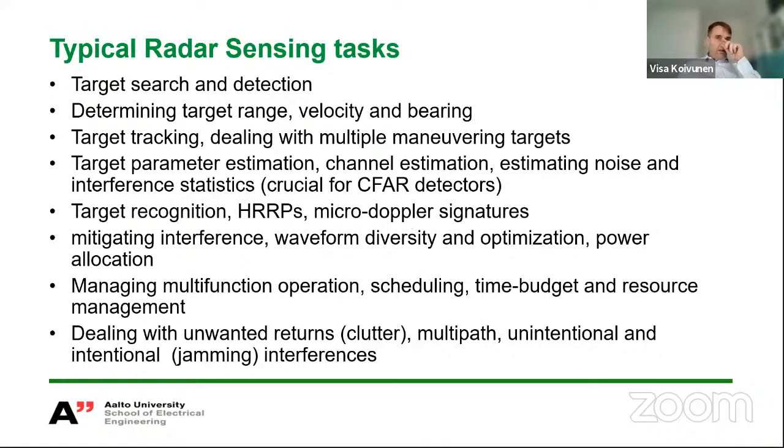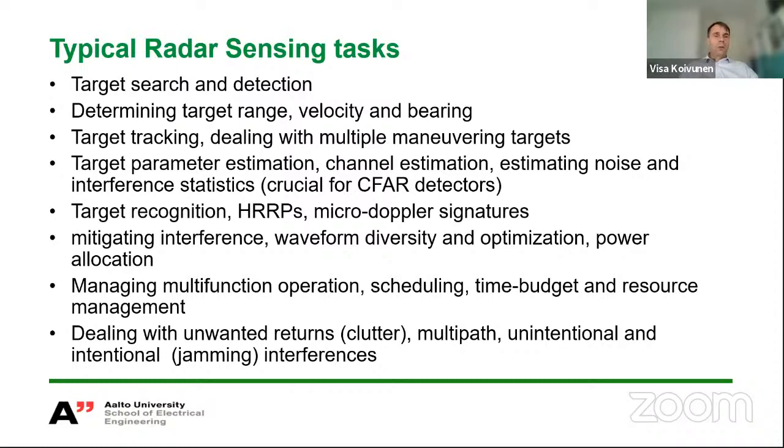So radars have a lot of different sensing tasks. The simplest ones being that you search for targets and then detect them, for example, by using a matched filter. Then you need to determine the target range, which is of course obvious, and the velocity and bearing, in which direction the target is going. And if you have done multiple successful detections, then you really want to track the target. And then if you have targets that are doing some maneuvering, or if you have multiple targets, then you need to deal with those as well.